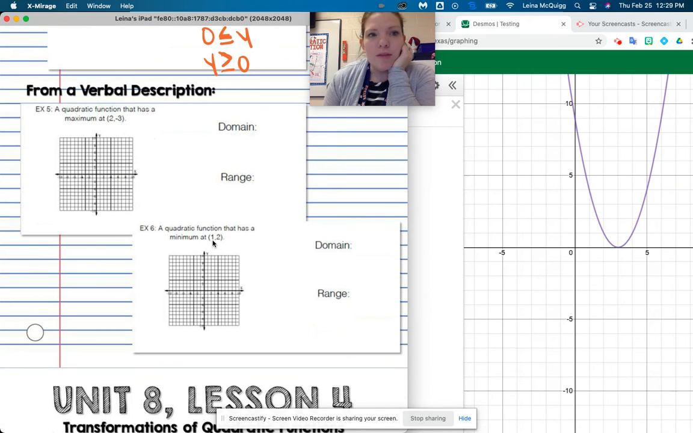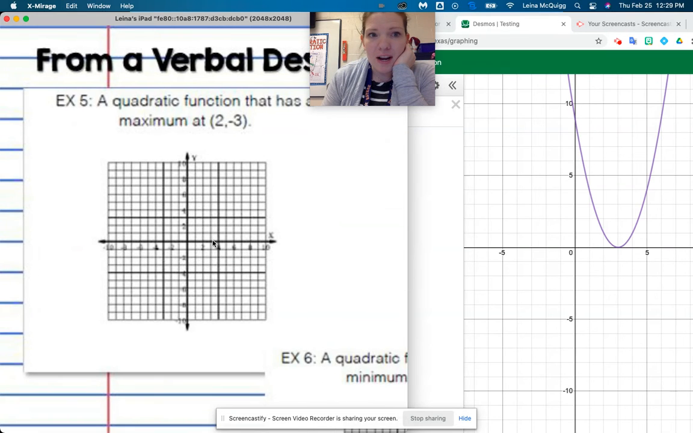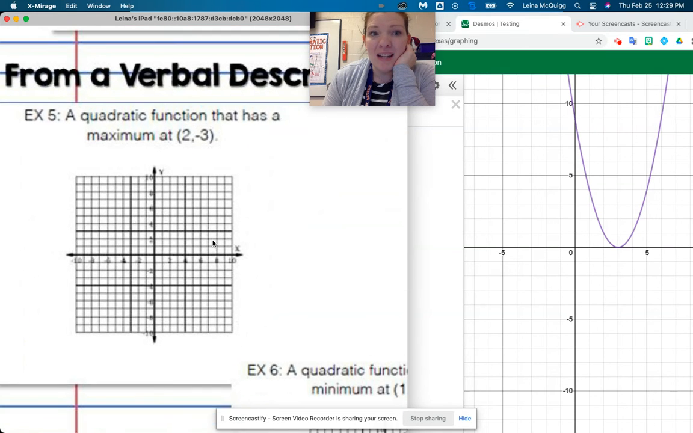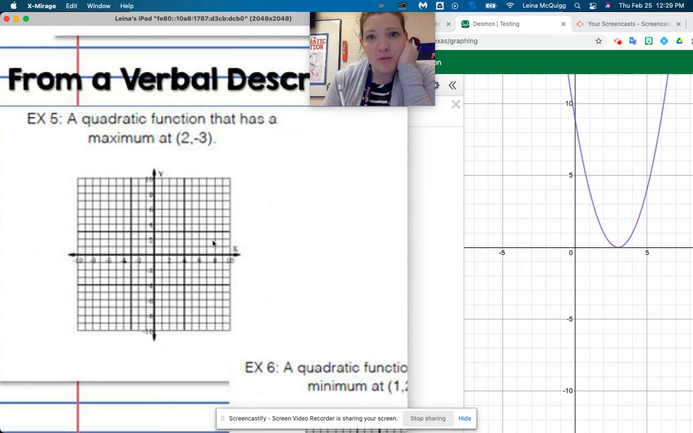All right, so from a verbal description, a quadratic function that has a maximum at (2, -3). So I'm going to graph this point. This is my maximum, and so that means it's going to be my vertex when we're dealing with quadratics. So (2, -3), which is going to be this point right here. And that's my maximum. Since it says maximum, that means my graph's going to open down.